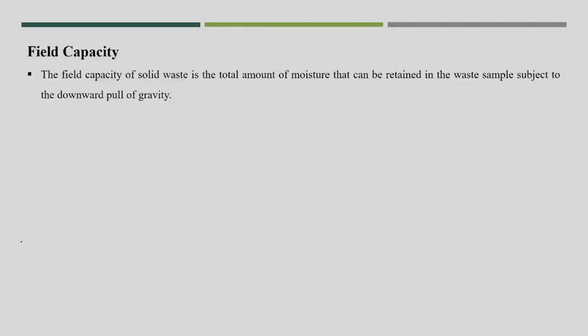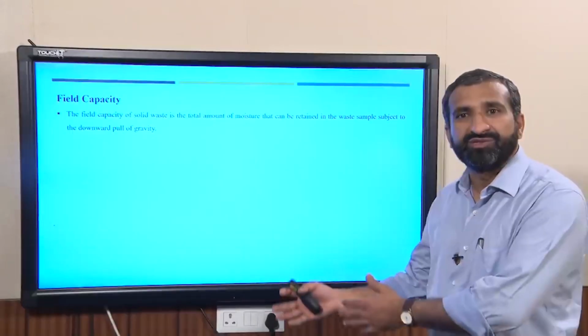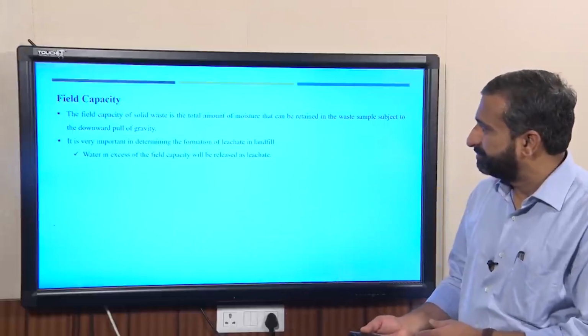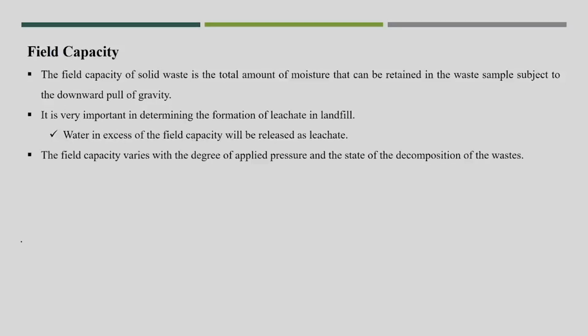Another physical parameter is the field capacity. Field capacity is the total amount of moisture that can be retained in the waste sample subject to the downward pull of gravity. This parameter is very important to know how much leachate will be produced once the waste goes to the disposal site. Water in excess of the field capacity will be released as leachate.